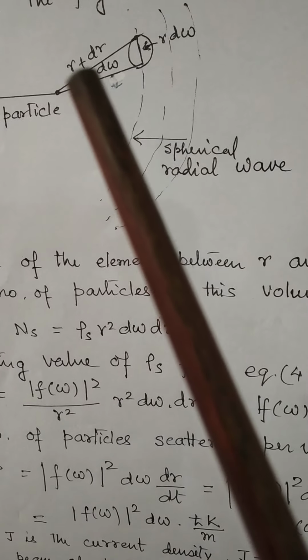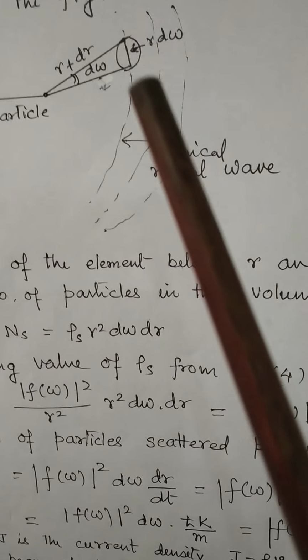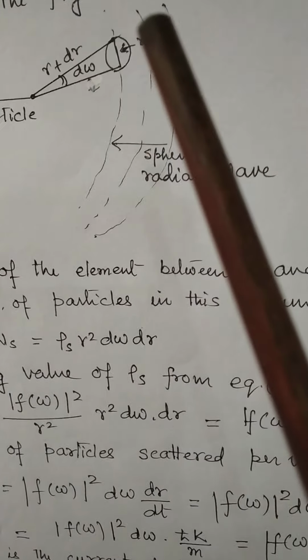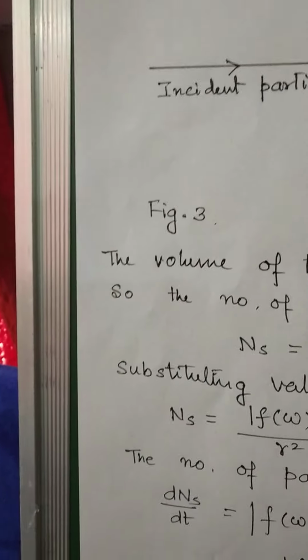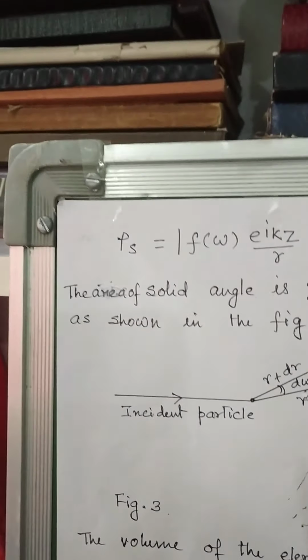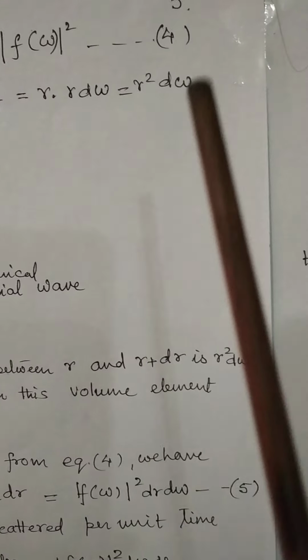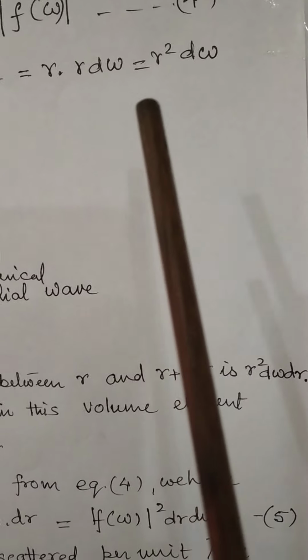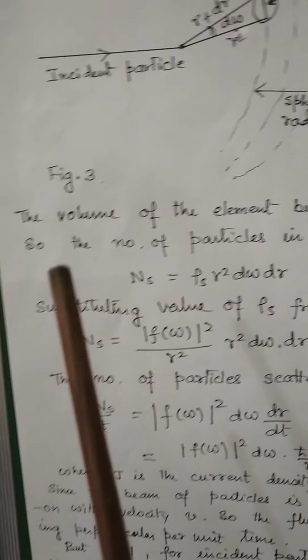The values are given by r plus dr, and here it is given by r. This is the area of the solid angle, and that is the dimension of the solid angle, that is r d omega. So this is the value of r. Now these are the spherical radial waves which are coming. So the area is given by r square d omega, as shown in this figure.